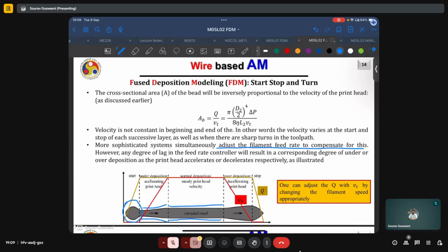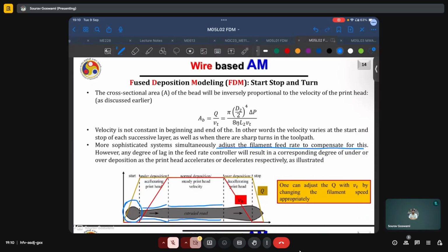Then, once we have to stop, the feeding rate remains the same, or the flow rate remains the same. However, the velocity decreases, which leads to over deposition again. And finally, the machine head comes to a full stop, and the flow rate is slowly brought down to zero. One can adjust the flow rate with velocity by changing the filament speed appropriately.